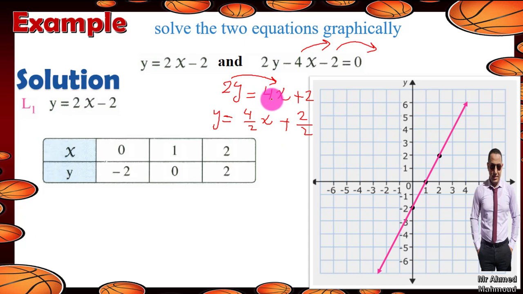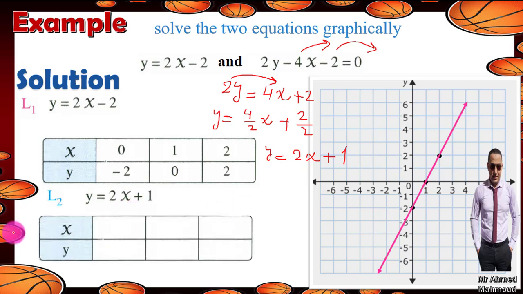تاني هنخلي ال 4x over 2 وال 2 over 2، يبقى ال y هتبقى equal 4 divided by 2 ب 2x plus 2 divided by 2 equal 1. يبقى ال y equal 2x plus 1. هي دي الايكويشن التانية. اوكي، 2x plus 1. طيب هنكون تيبل تاني، يبقى in place of x we are going to write 0, 1, and 2 as we used to do.